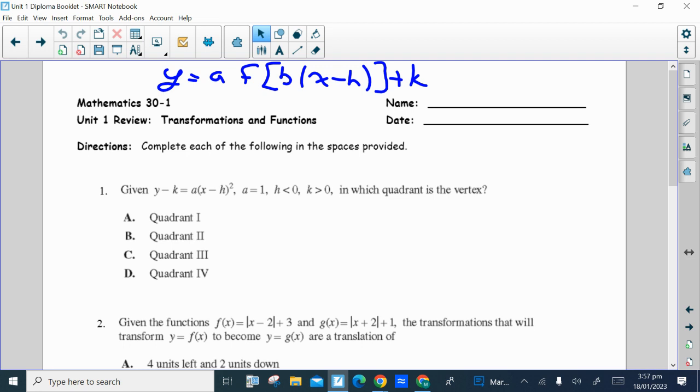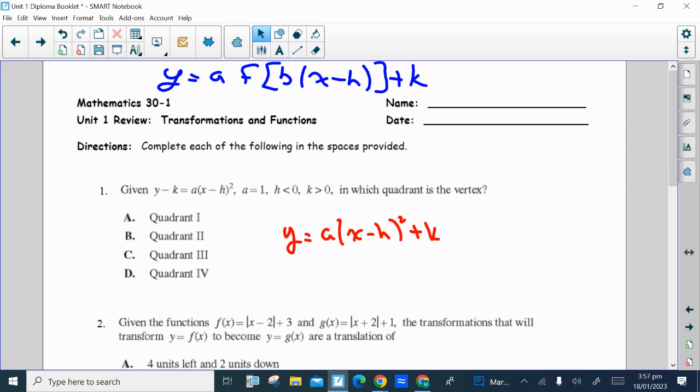So, looking at this first question, given y minus k equals a bracket x minus h all squared, where it says h is negative and k is positive. H is less than 0 and k is greater than 0. So what we normally did is we got the y by itself, in this case by adding the k to both sides. And then if h is negative, that means the graph is going to go to the left. And if k is positive, the graph is going to go up.